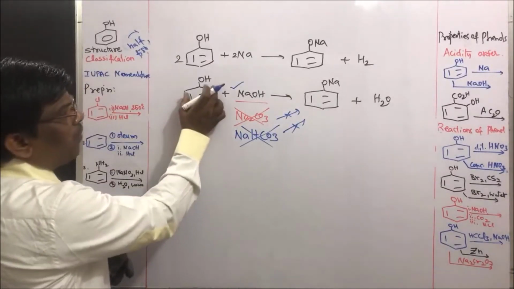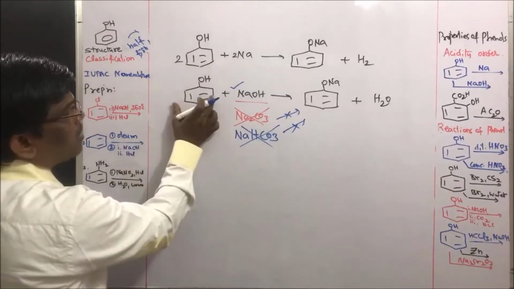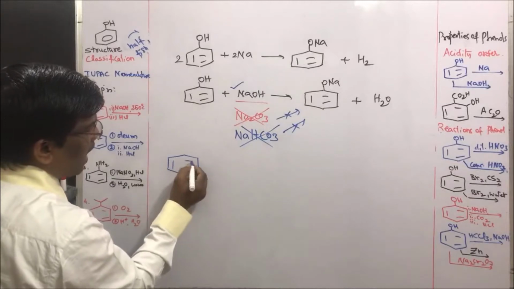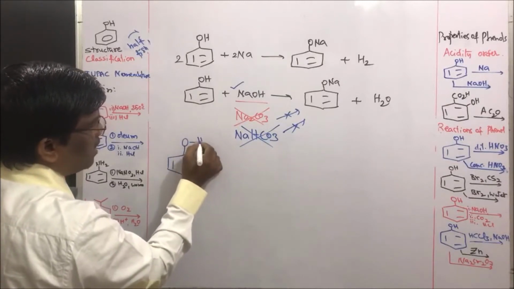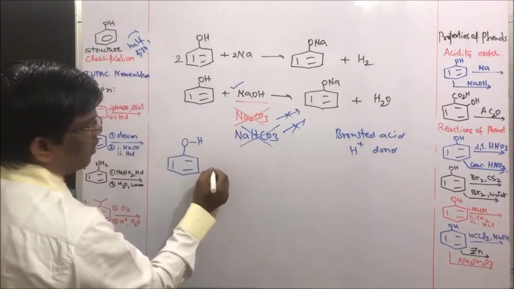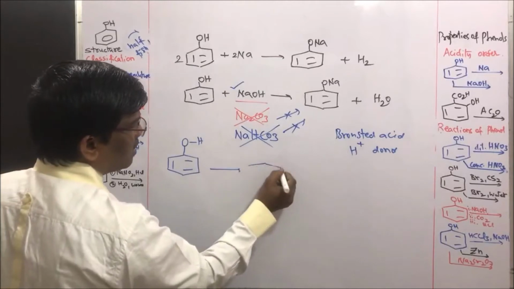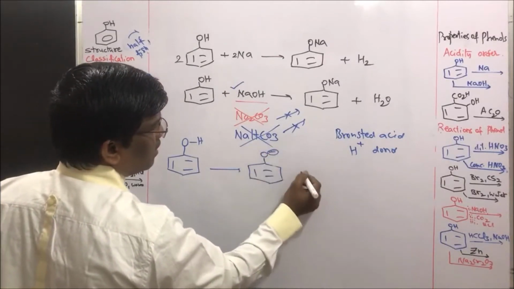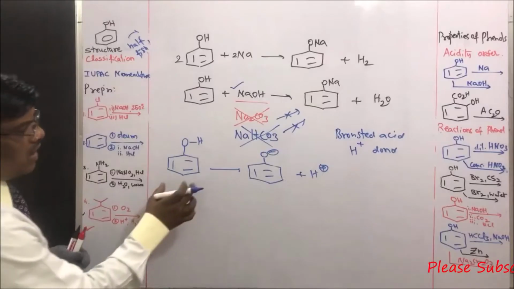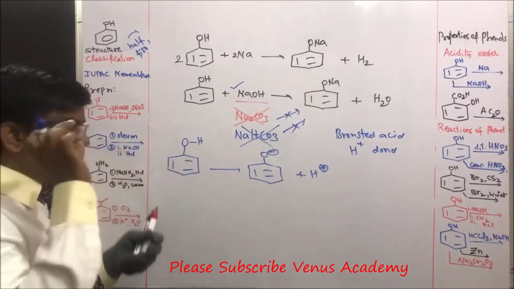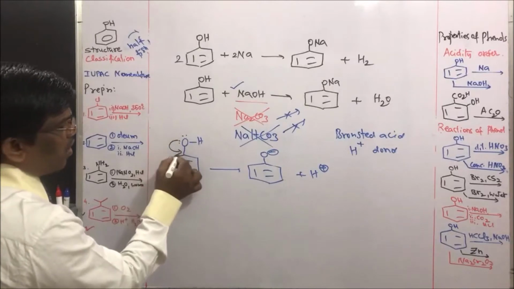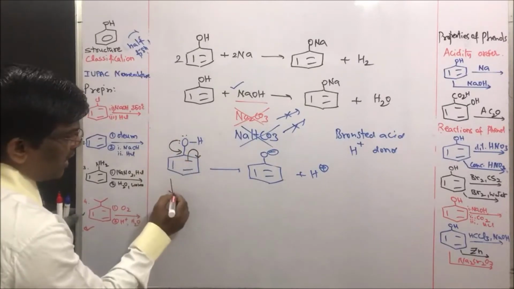Then why does it form this salt? Because upon salt formation, it acts as a Bronsted acid. What is a Bronsted acid? A Bronsted acid is a proton donor. It loses H plus ions to give phenoxide plus H plus. This phenoxide itself is resonance stabilized because of the lone pair electrons, and it has resonance structures. So what are the resonance structures?